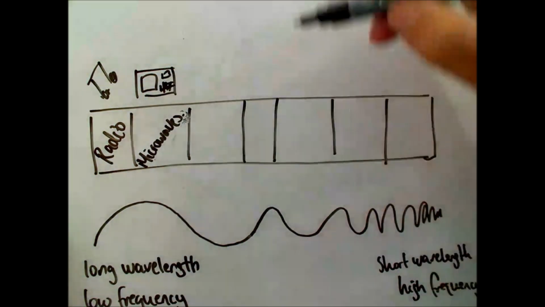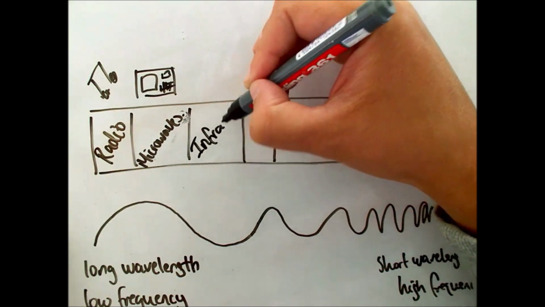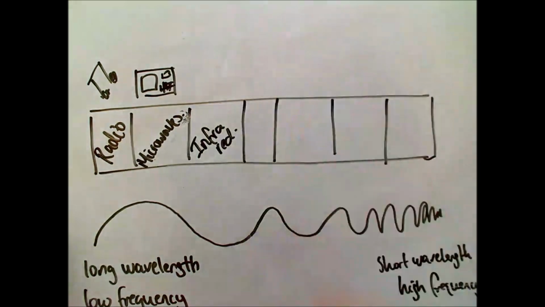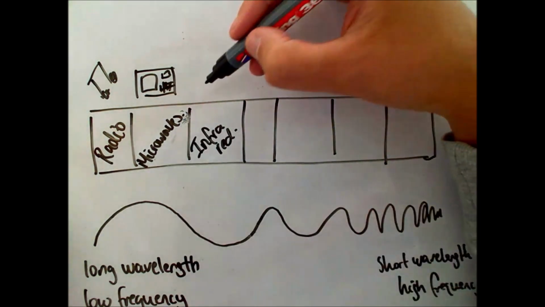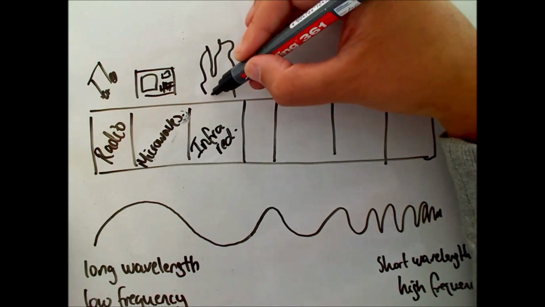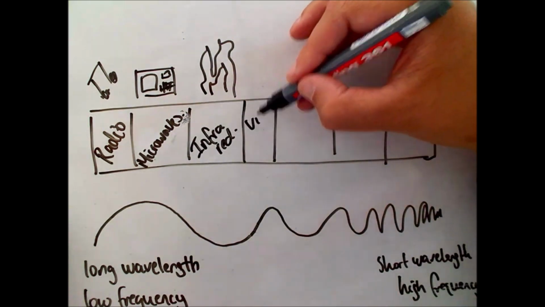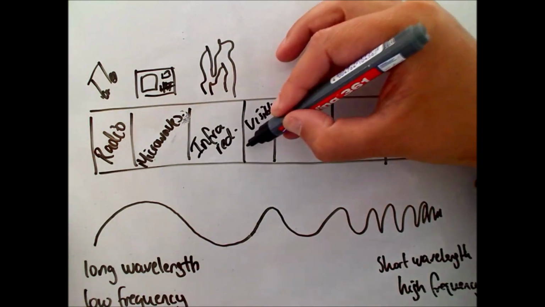After that we have infrared radiation. Infrared is what we perceive as heat. We've come across this before in heat transfer. So infrared radiation, what we perceive as heat. That's clearly a flame. Then in the middle is visible light.